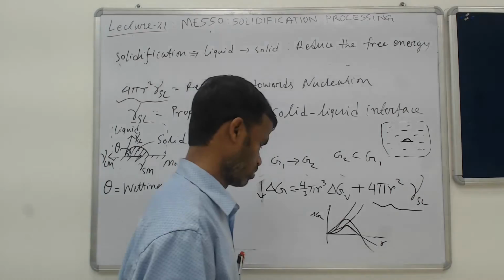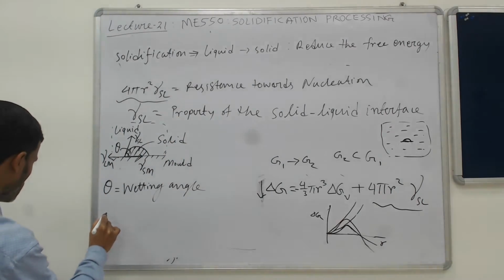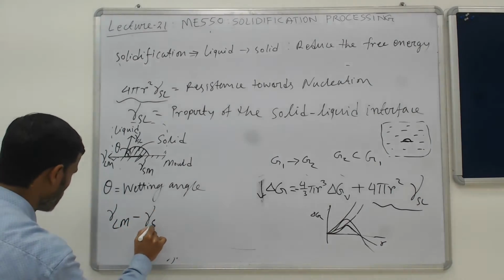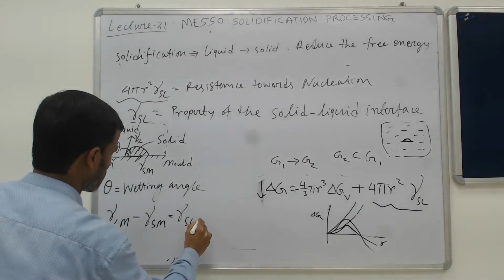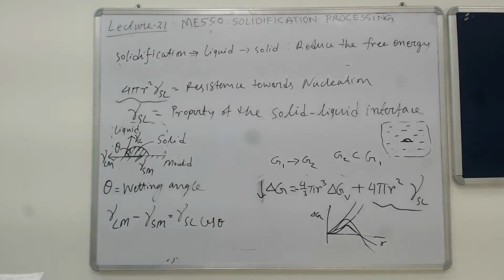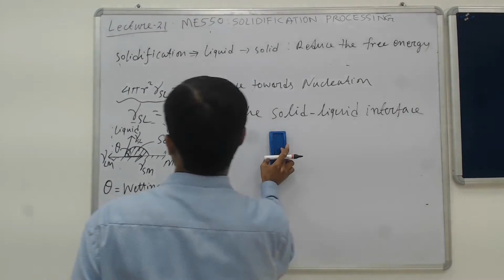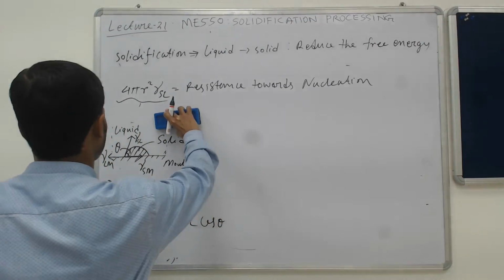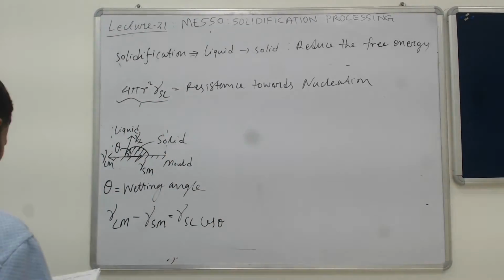angle. So now if you write the force balance equation, you can simply say that gamma LM minus gamma SM equal to gamma SL cos theta.